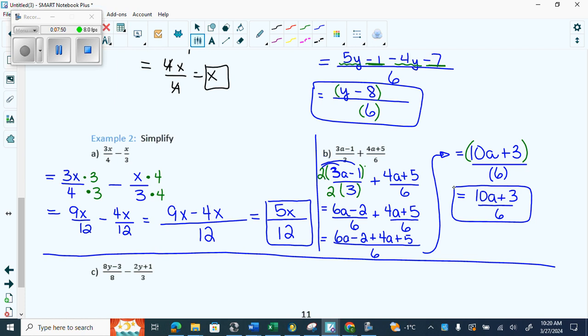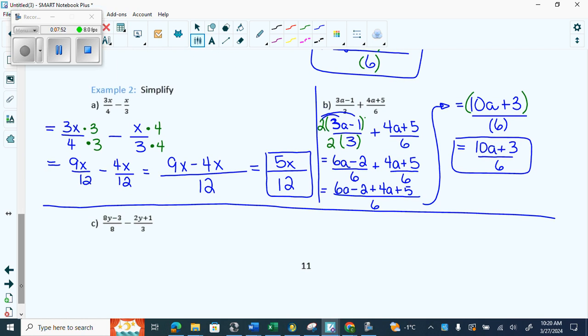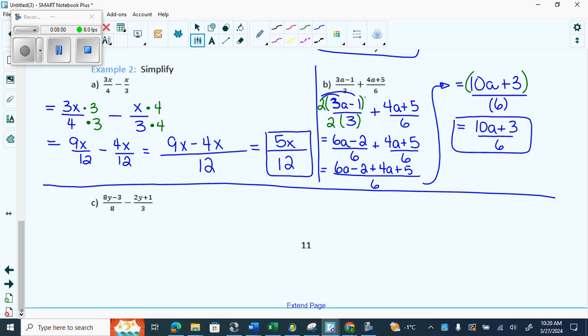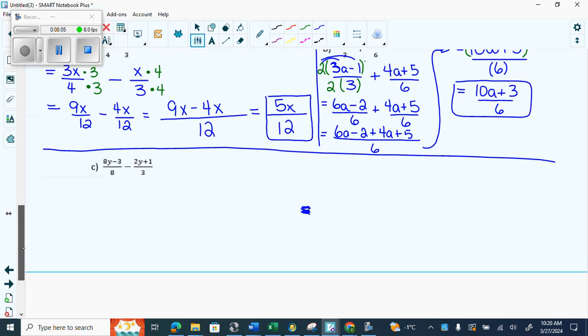Okay, guys, what's common between 8 and 3? 24. That's about it. So we're going to have to multiply each other by each other. I'm just going to cross that out. It's page 11. I just don't want it to get in my way. So I have (8y minus 3) over 8 minus (2y plus 1) over 3.